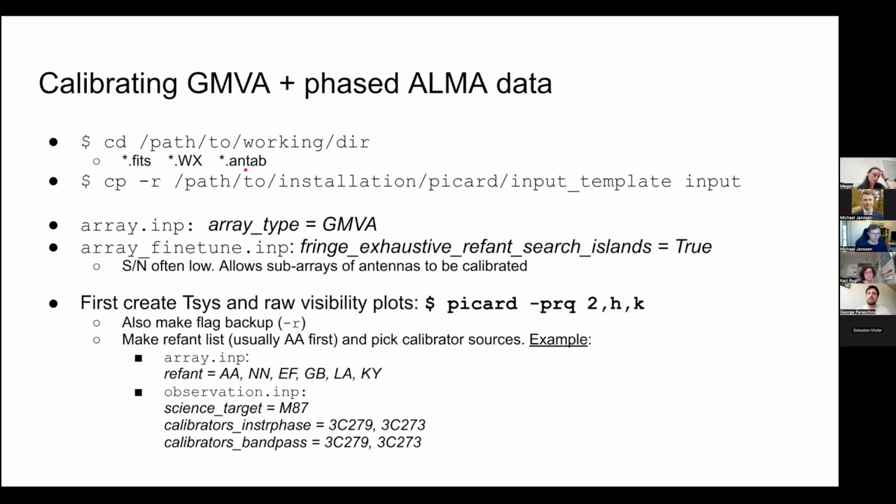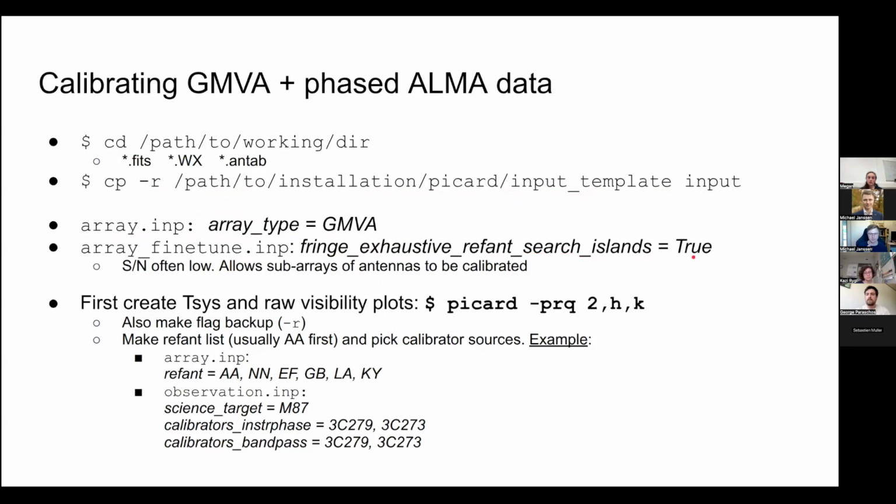So all of this you get, as George explained, from the correlator. You put our input files here, and then we added array.inp, right? And there we just say array type equals GMVA. One of the things that you probably want to do for GMVA data, because sometimes you can have very low SNR baselines, so we want to set this parameter here, fringe exhausted ref unsearched islands true.